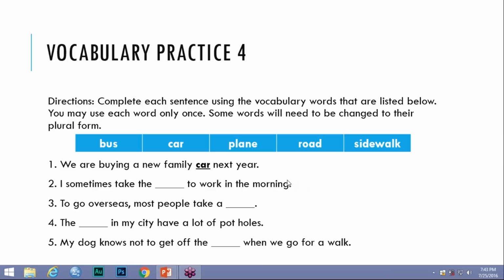I see some answers there. I see 1, 2. I see 3 good answers. Correct. I sometimes take the bus. I take the bus to work. 4 answers. Take the bus to work in the morning. Very good. Number 3. To go overseas, most people take a.